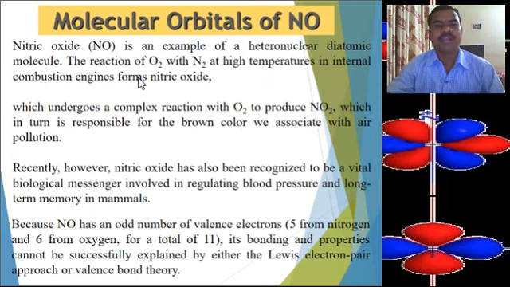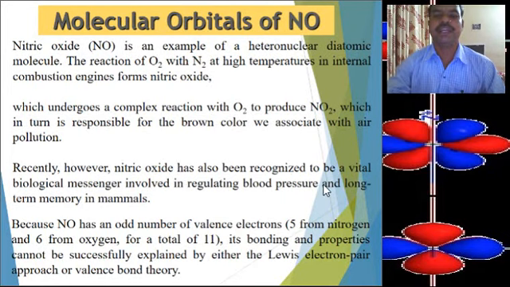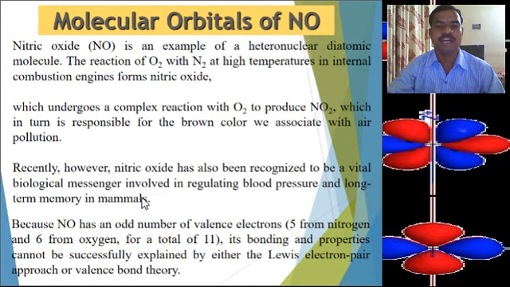Nitric oxide is an example of a heteronuclear diatomic molecule. The reaction of O2 and N2 at high temperature in internal combustion engines forms nitric oxide, which undergoes a complex reaction with O2 to produce NO2, which is responsible for the brown color we associate with air pollution. Recently, however, nitric oxide has also been recognized to be a vital biological messenger involved in regulating blood pressure and long-term memory in mammals.